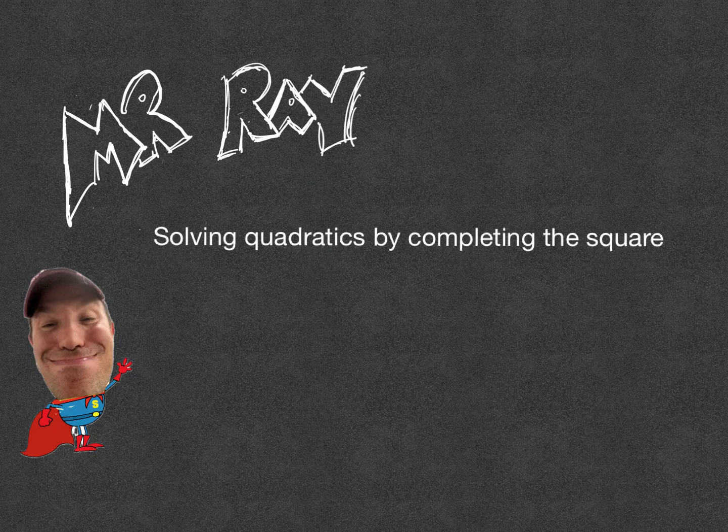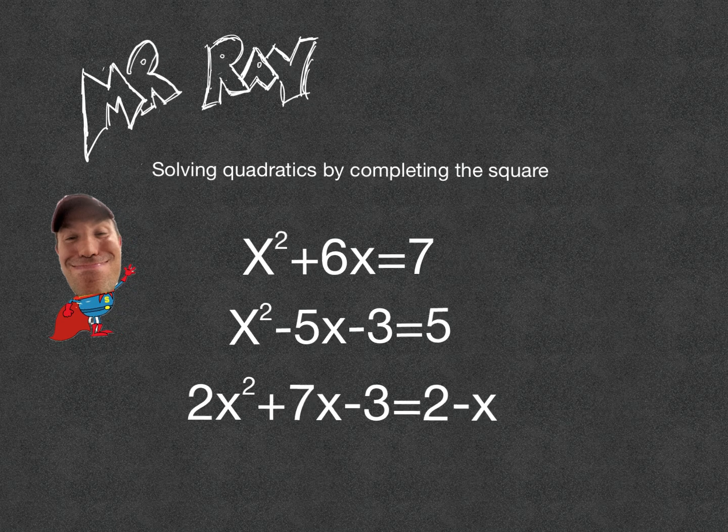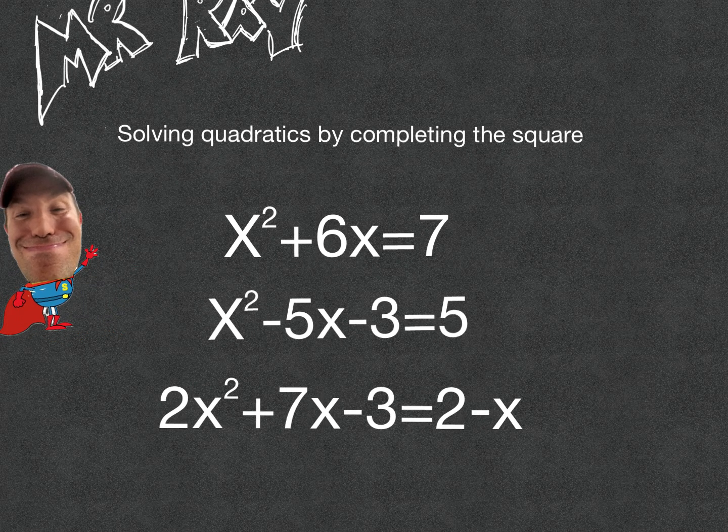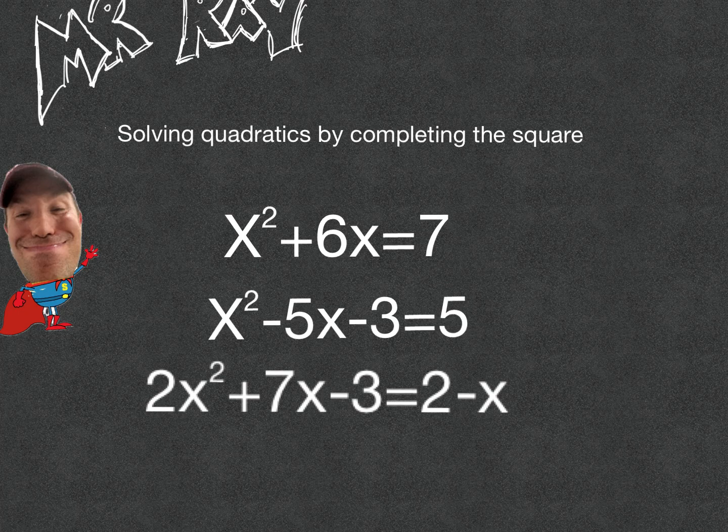Solving quadratics by completing the square. Which quadratics? These quadratics. Okay, so x squared plus 6x equals 7, x squared minus 5x minus 3 is equal to 5, and 2x squared plus 7x minus 3 is equal to 2 minus x.